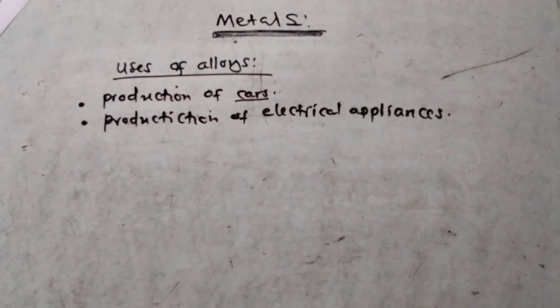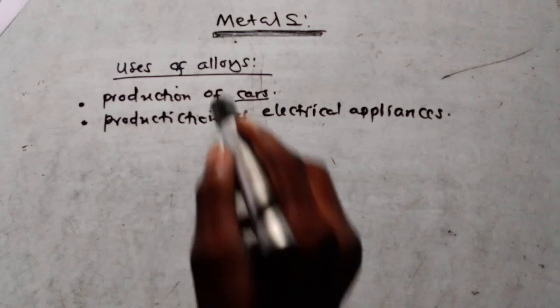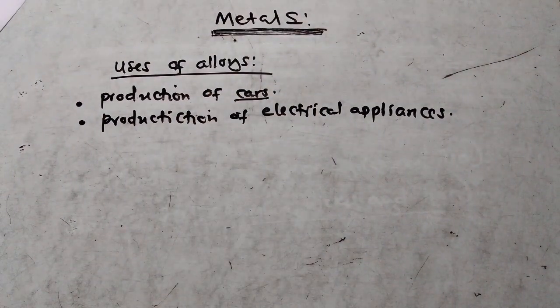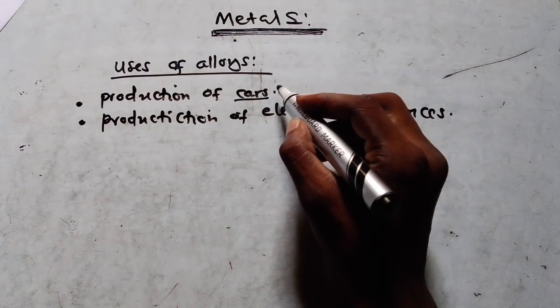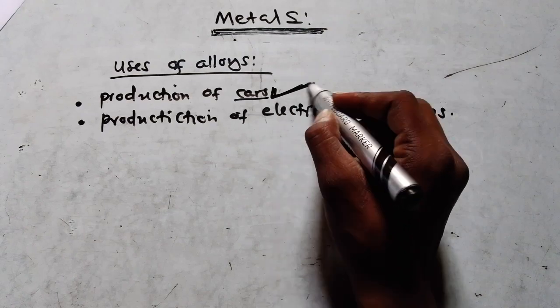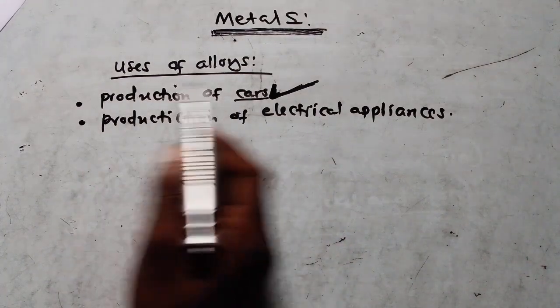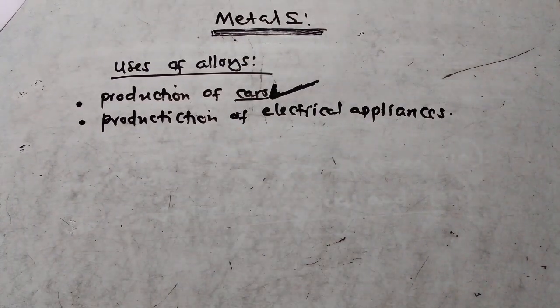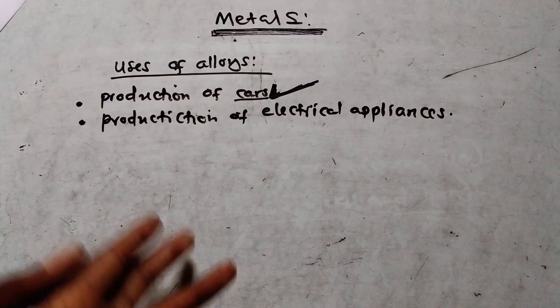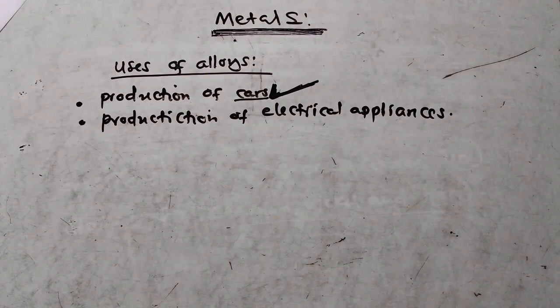Let's just imagine if they were not using alloys. Would we have been using these cars? The answer is no. Because an alloy is just a mixture of different metals, meaning the metals that they use to make cars are very strong. So, one use of alloys is production of cars. Then the second one is production of electrical appliances. These things that we use on a daily basis were formed from alloys.